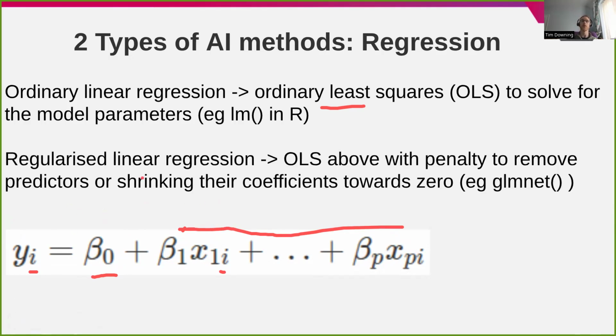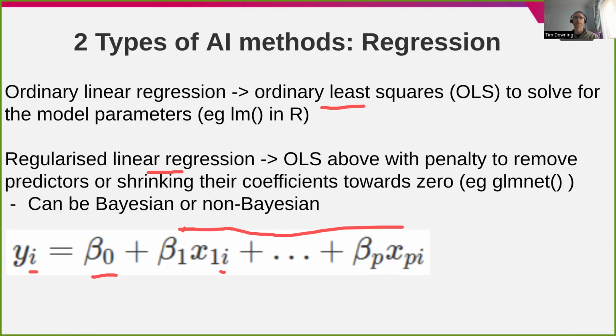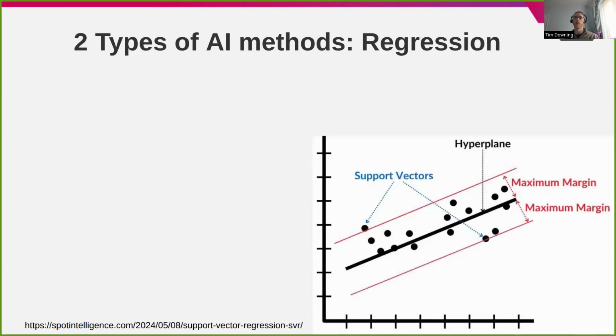And there are many other types of linear regression, like regularized linear regression, where it's like ordinary least squares above, but has a penalty to remove predictors or shrink their coefficients, beta 1, 2, 3, 4, to 0, because just including more variables is not necessarily an optimal way of modeling something. And there are different basis approaches for that.